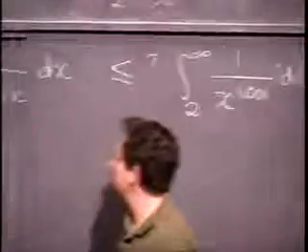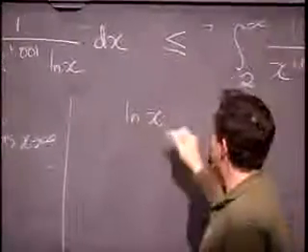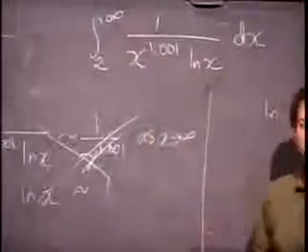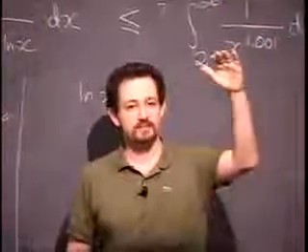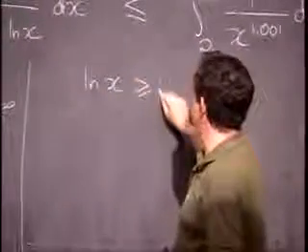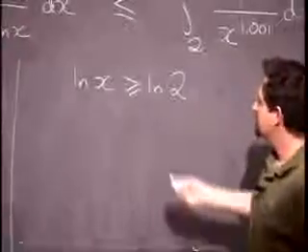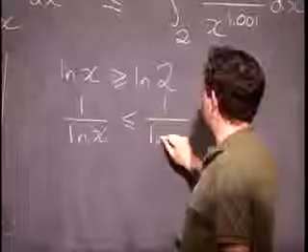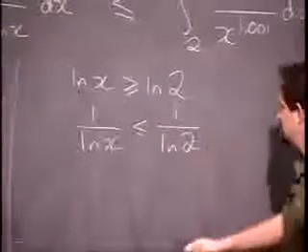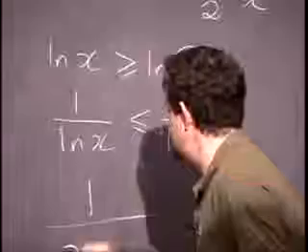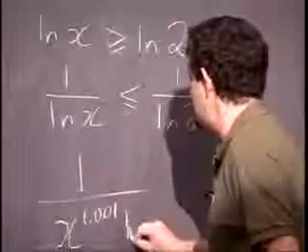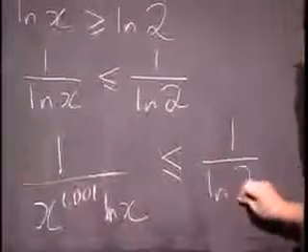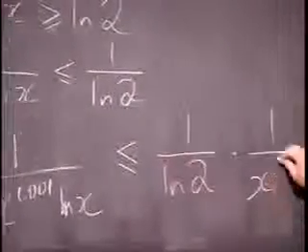Let me show you how close we were to this. How small could log x be when x is between 2 and infinity? Well, log is increasing, so this is at least log of 2. So 1 over log x is less than or equal to 1 over log 2. So 1 over x to the 1.001 log x is less than or equal to 1 over log 2 times 1 over x to the 1.001.